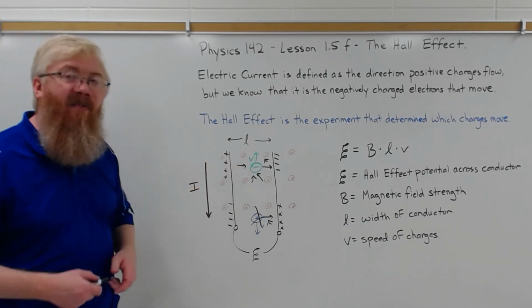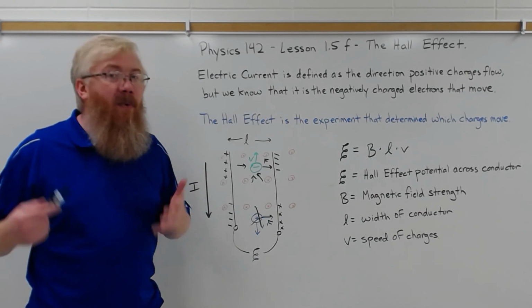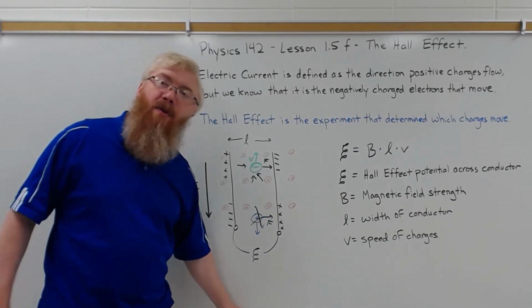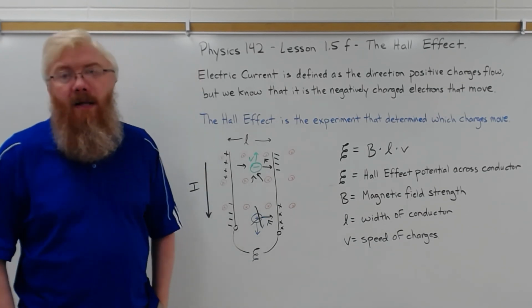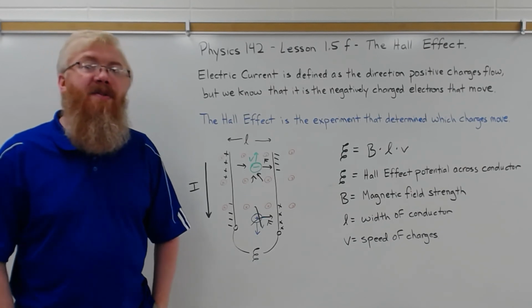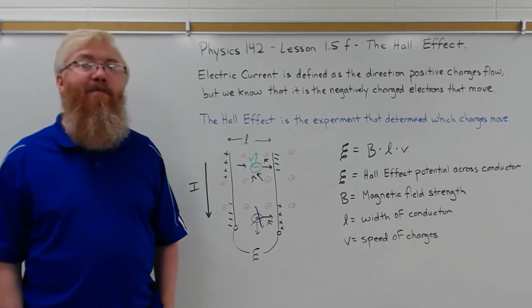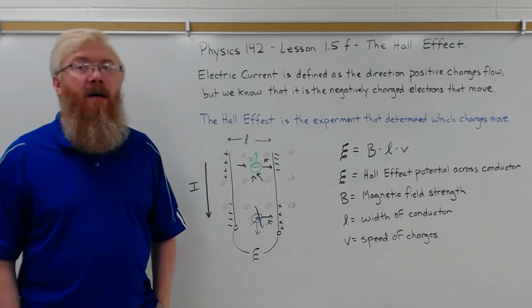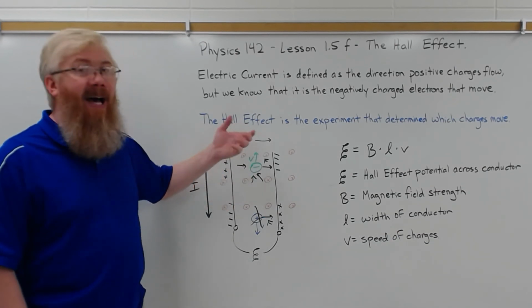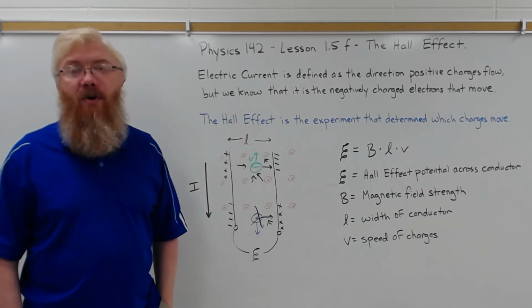So we still define current, even though we know the positive charges aren't the ones that are moving in a conductor, like a copper wire. We still define current as the direction the positive charges would move. And then conversely, it's the opposite of the direction that the electrons actually move.